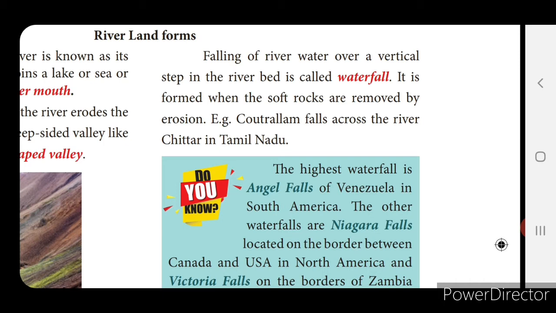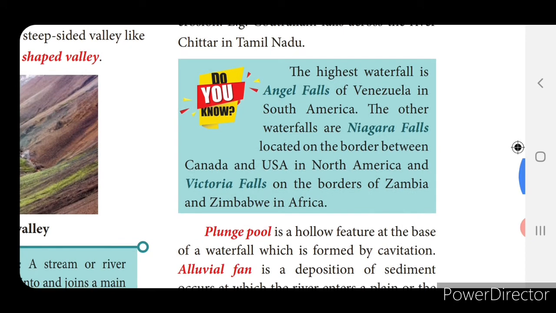Example, Kutralam Falls across the river Chittar in Tamil Nadu. Do you know the highest waterfall is Angel Falls of Venezuela in South America. The other waterfalls are Niagara Falls, located on the border between Canada and USA in North America, and Victoria Falls on the borders of Zambia and Zimbabwe in Africa.